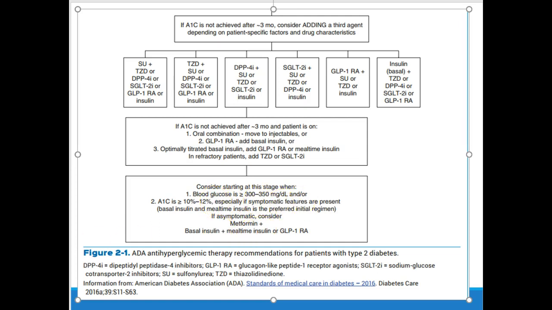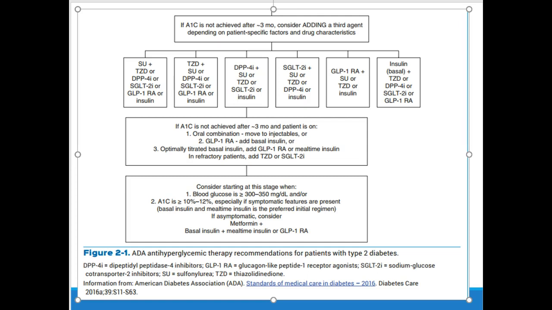So there's the ADA guidelines. I think they're pretty straightforward. When I taught this to my PA students, sometimes it's challenging because they're like, well, there's not really a clear-cut pathway here, and there isn't. Diabetes is a little bit tricky.